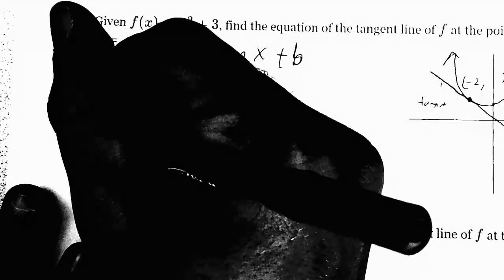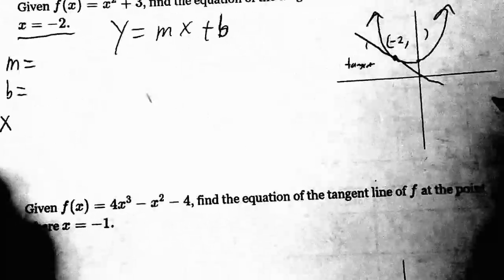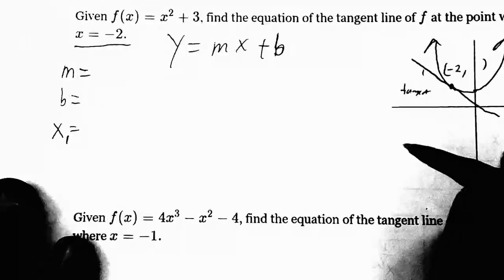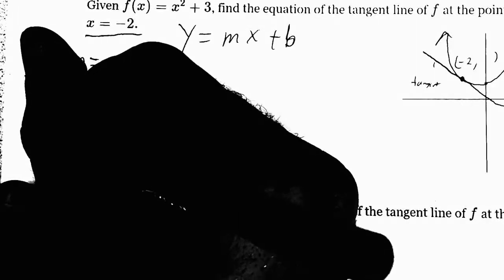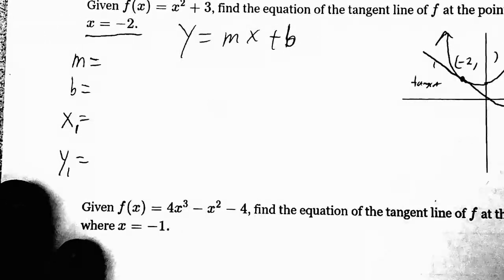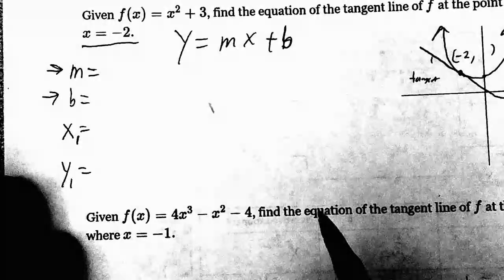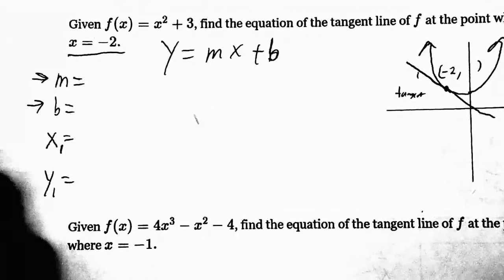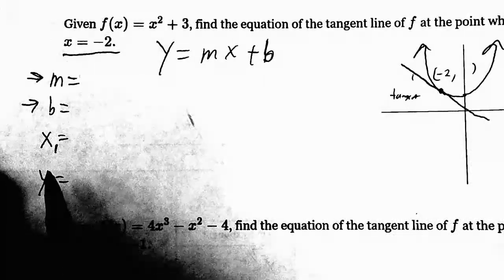To find b, I need to have a pair of coordinates. So I already have a coordinate here, -2. I'm going to call this x1 just to show that it's a specific coordinate, and then I need a y1, right? So my two final destinations are m and b, but I need x1 and y1 to find b. Okay, so let's start by filling these in.